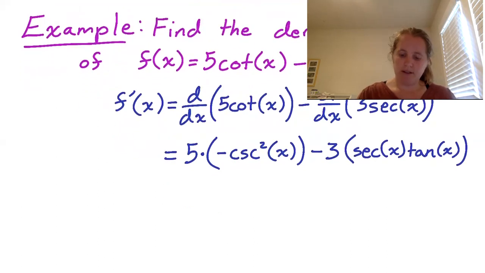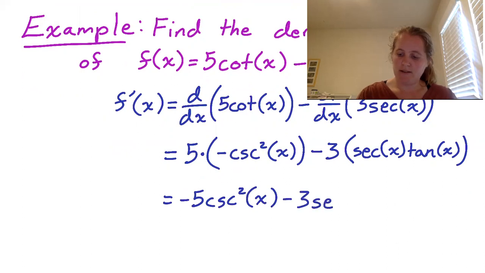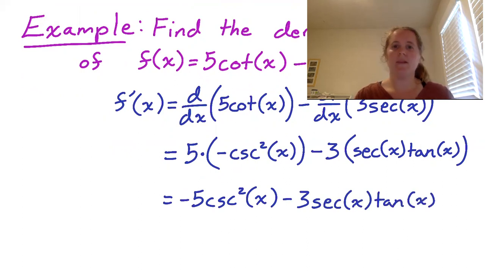And so all together, we wind up with negative 5 cosecant squared of x minus 3 secant of x tangent of x. So again, that's using our newly found trig derivatives.